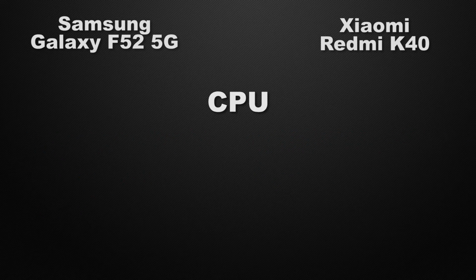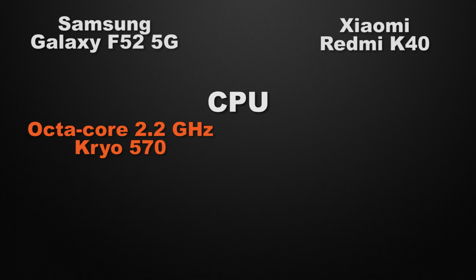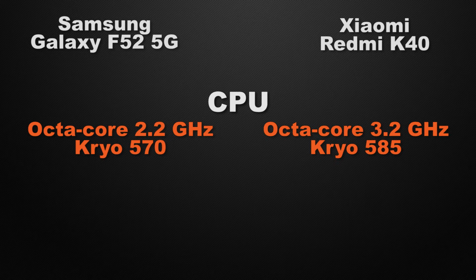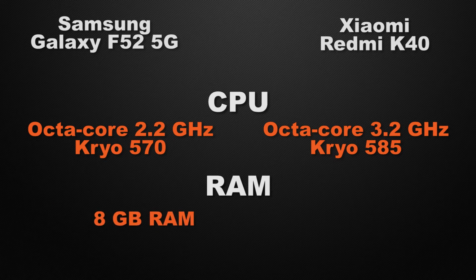Let's talk about the clock speed of the devices. F52 can clock at 2.2 GHz based on an octa-core Kryo chipset, whereas K40 can clock at 3.2 GHz based on an octa-core Kryo chipset. So the winner here is K40 because it has a faster clock speed. And about the RAM variants in the devices, F52 has only one option, 8GB of RAM, whereas K40 has three options: 6, 8 and 12GB. So the winner here is K40 because it has higher RAM capacity and multiple RAM options.